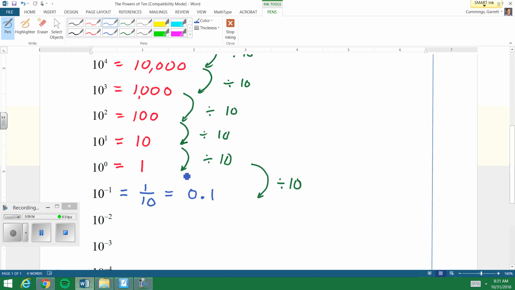If you think about this in terms of money, you've got $1, $10, $100, $1,000, $10,000, up and up and up. But if you cut $1 10 ways, you're down at 10 cents. Negative exponents mean to divide.